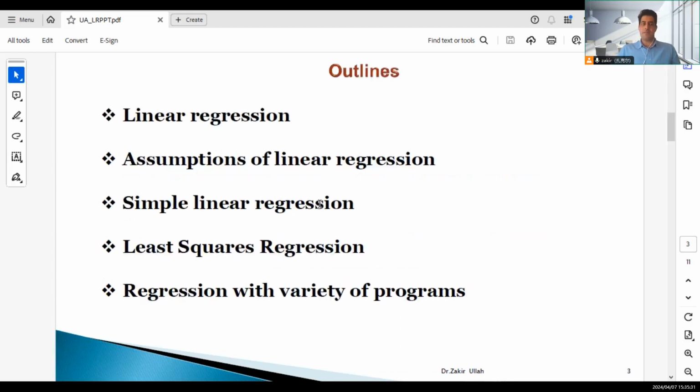The outline of the lectures is: understanding linear regression, and the assumptions that must hold before applying linear regression. Then we will talk in more detail about simple linear regression as an example. And we will talk about the implementation of simple linear regression using the least square regression method. And lastly, we will talk about regression with a variety of computer programs.